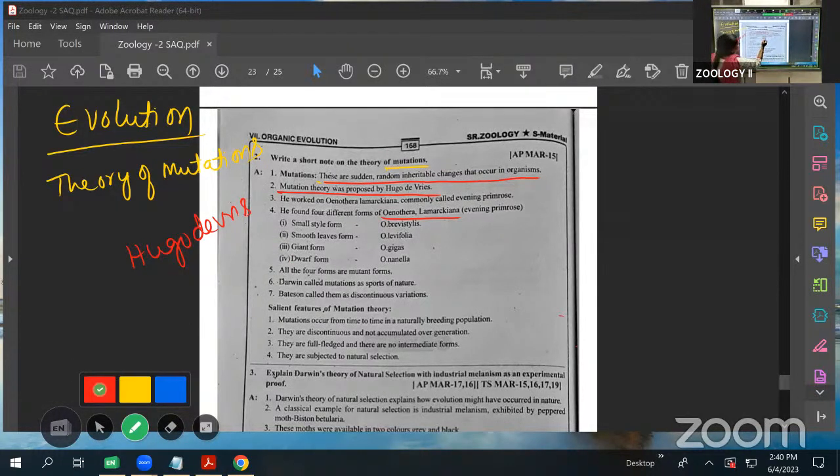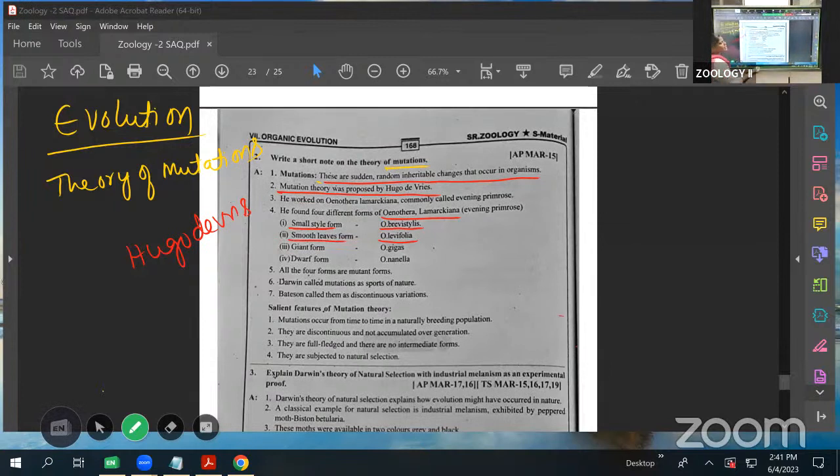The first one is called Oenothera brevistylis. In the brevistylis, the small style form, the small style is present in that plant. Next is Oenothera laevifolia. In this, smooth leaves are present.